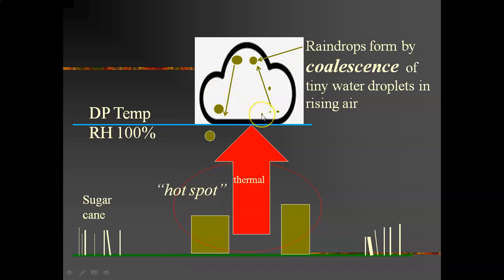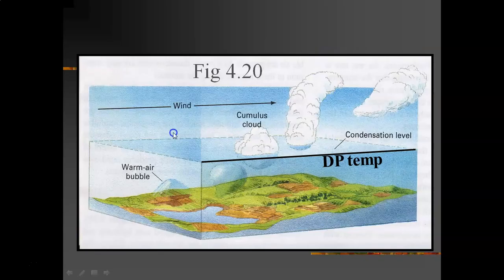If you think about how tiny water droplets are, they're so tiny that they defy gravity. They can actually remain suspended in the air, and so you need them to coalesce, that's the term, in the cloud, and become big enough to fall as rain. And so that's what dew point temperature is.